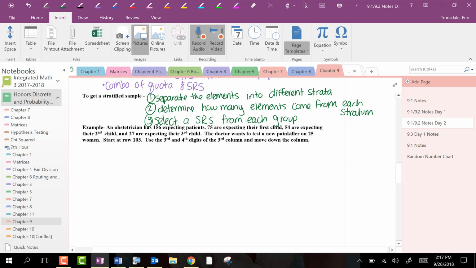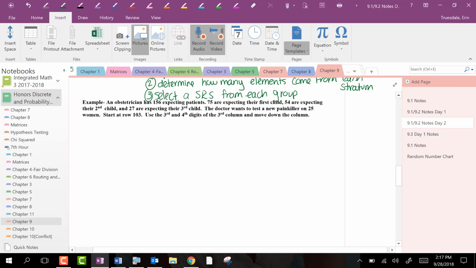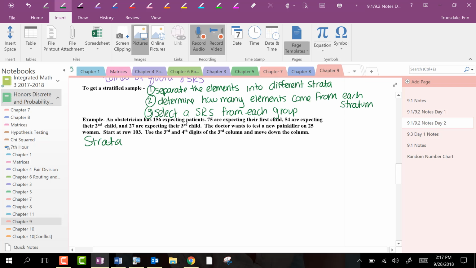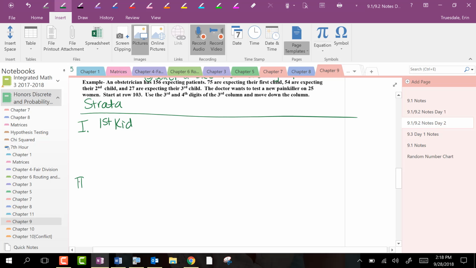Okay, so the first thing we're going to do is separate them into different strata. Here are your strata. The first one is going to be the people on their first kid. The second one, second kid. And the third one, third kid. Because that's how the problem separated it for you. So you're trying to make the people in each stratum more similar to each other than they are to the entire population. Okay, so how many people were expecting their first child?